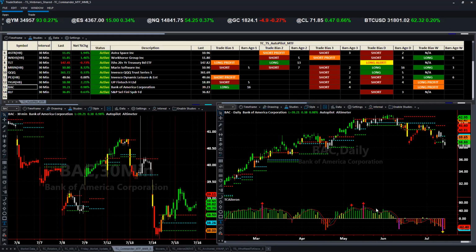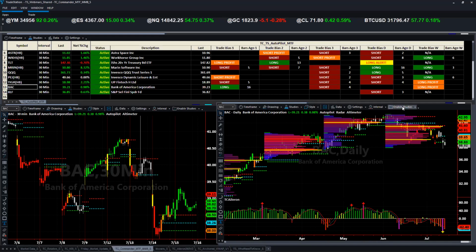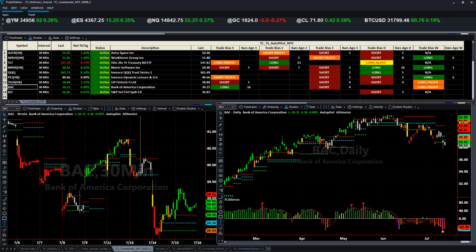There's the aileron. People love the aileron because it gives you multiple confirmations. You not only see the confirmation of the autopilot, you not only see the confirmation if you put it on of the radar, you not only see the confirmation of the altimeter, but you get the aileron, too. Really important to have multiple confirmations because now you have a higher confidence.